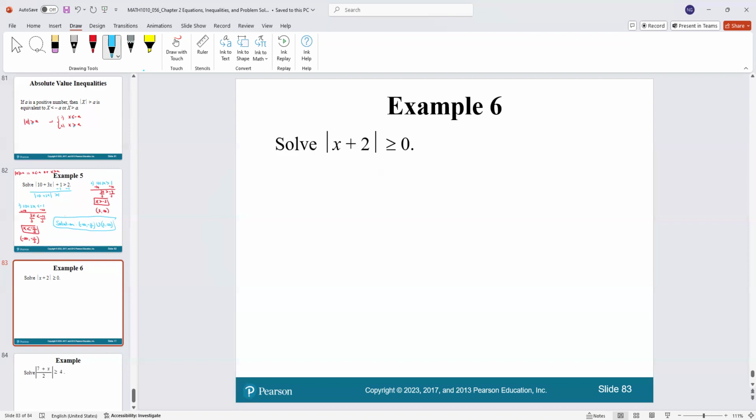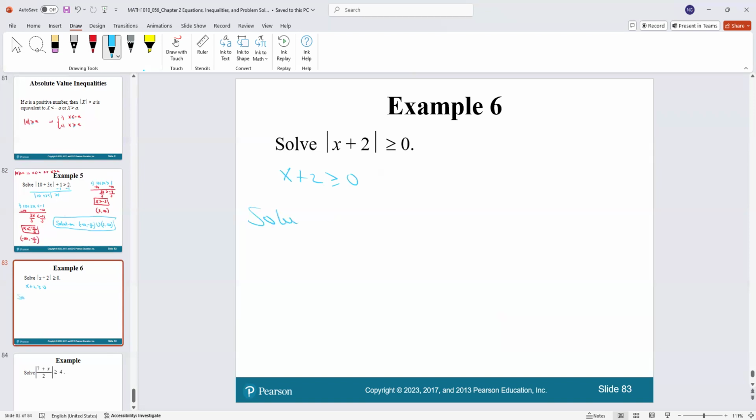So do we even need to show that the absolute value of x plus 2 would always be greater or equal to 0? That's true for all values. The solution is all real numbers since all absolute values are non-negative. We already know it's going to be non-negative, so why do we need to show this again? We don't need to show that. So the solution is all real numbers.